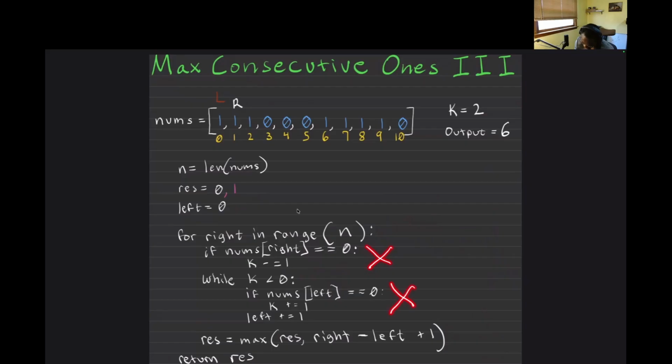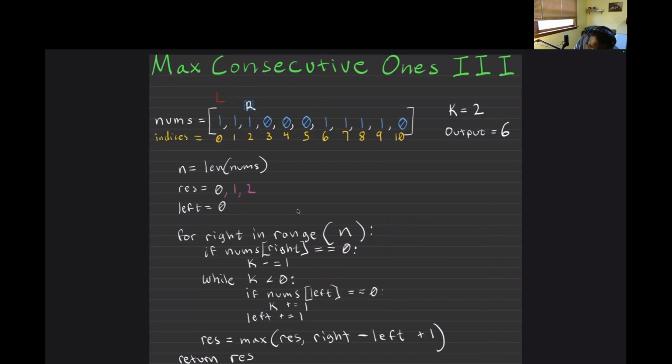This case doesn't hold. So we update res again to be equal to right minus left plus 1. Right is equal to 1. Left is equal to 0. Those indices, right? And just to be clear, I'll just put that here. Okay, cool. So res now becomes 2, right? Because 1 minus 0 plus 1 is 2.